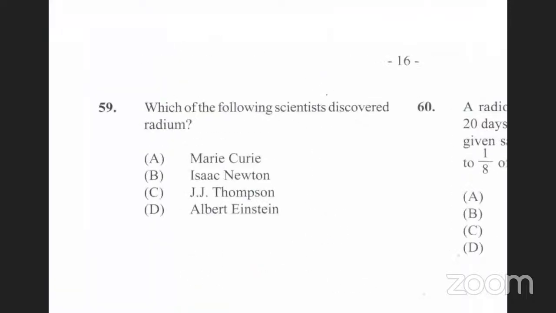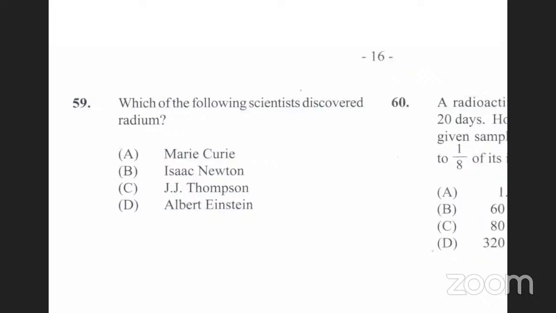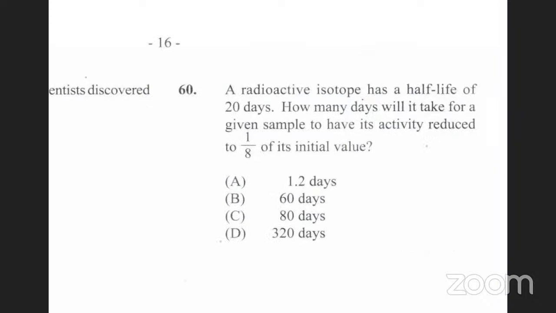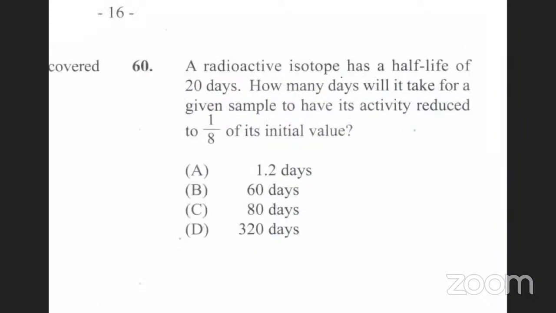59, real easy. Put this covered radium. The answer is A, right? Mercury. Mercury. A. Right, was Mercury, right?